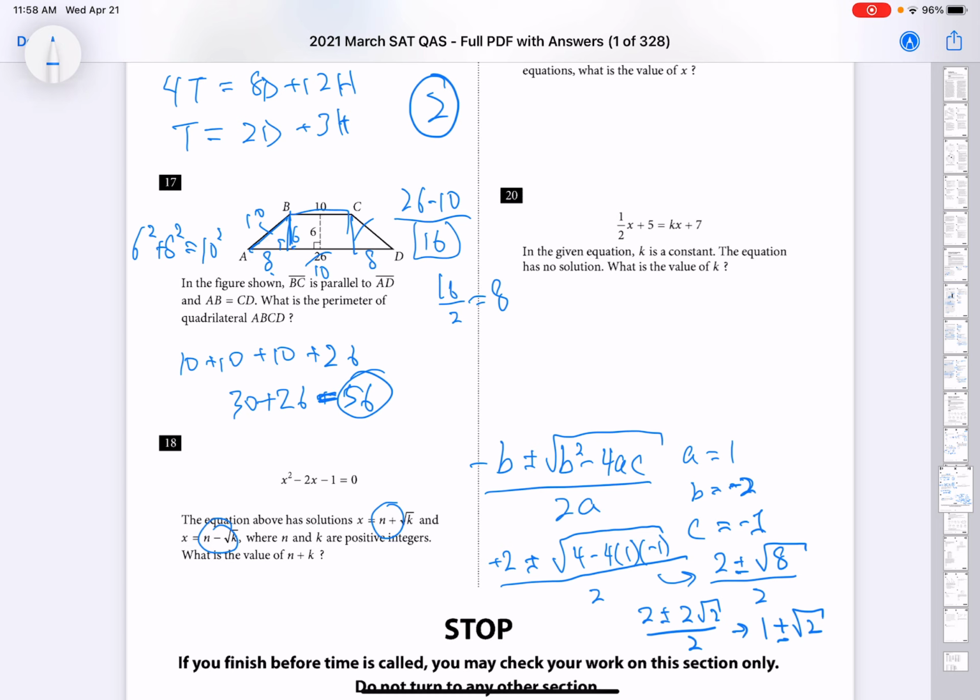And so what is the value of n and k? Well, n then has to be equal to the number 1. k has to be equal to the number 2. So if I do 1 plus 2, the answer should be 3 for number 18.